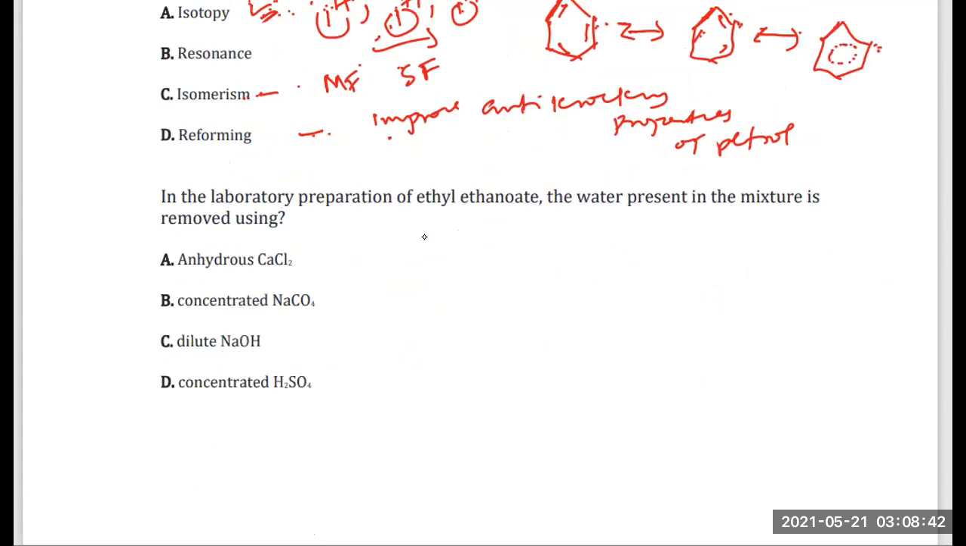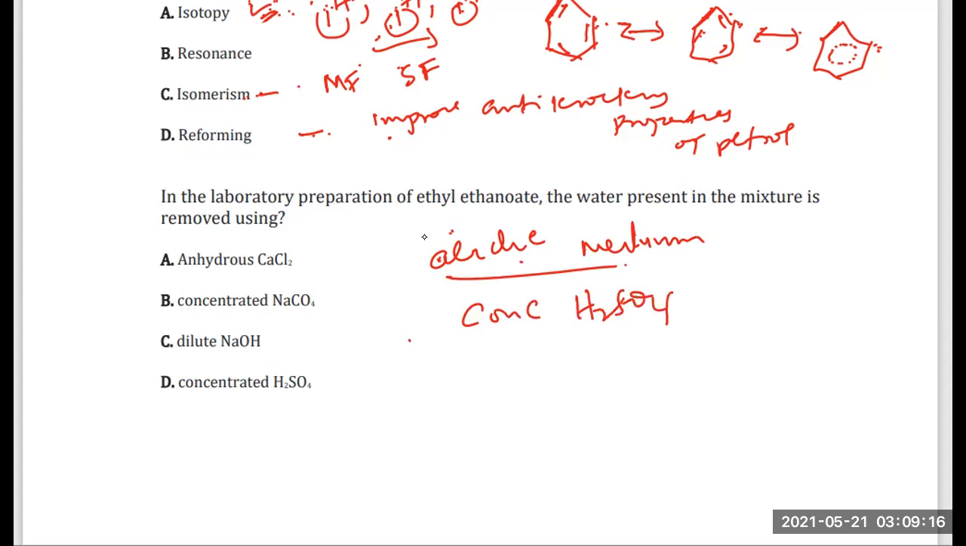The next question is saying, in the laboratory preparation of ethyl ethanoate, the water present in the mixture is removed using, okay, this is a self-answered question because the laboratory preparation of ethyl ethanoate itself takes place in acidic medium. And the acid that is used to ensure that this happens is conc H2SO4. So that helps us, very straightforward.